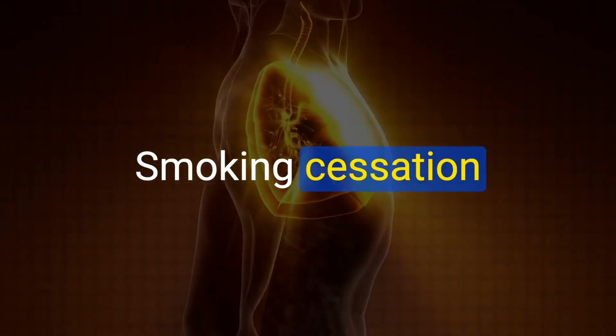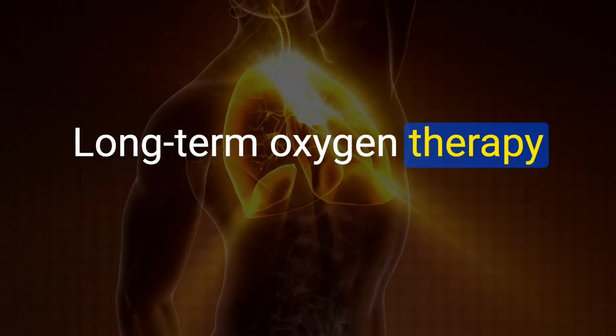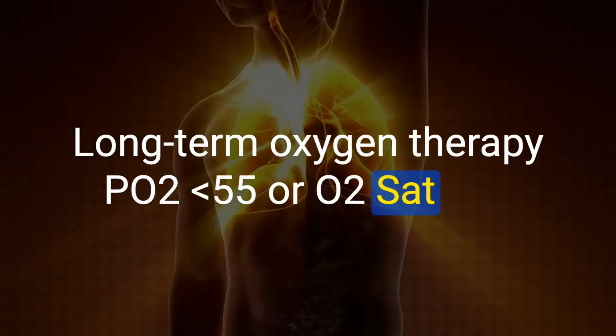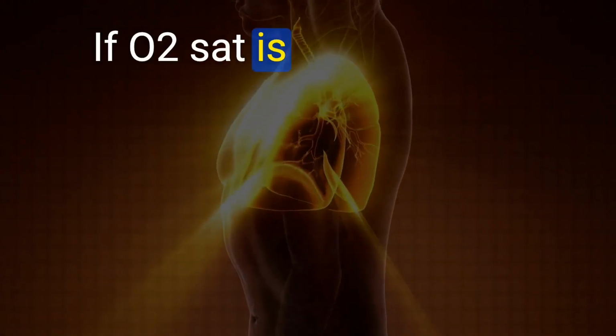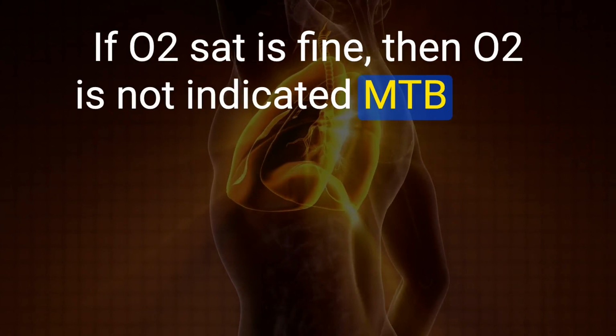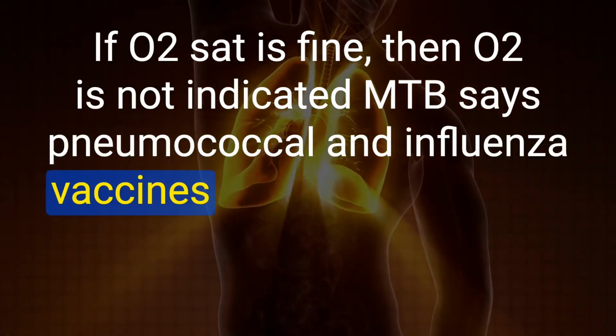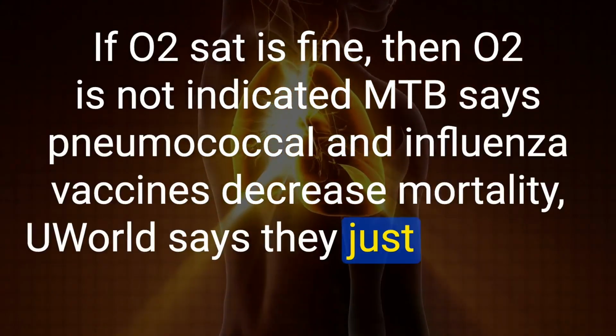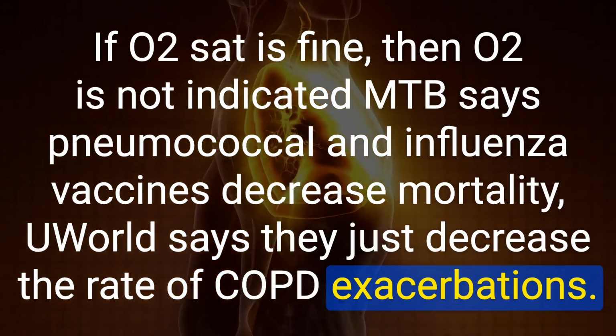74. What are the 2 interventions to improve mortality and delay progression of disease in COPD? 1. Smoking cessation. 2. Long-term oxygen therapy: PO2 less than 55 or O2 sat less than 88. If O2 sat is fine, then O2 is not indicated. MTB says pneumococcal and influenza vaccines decrease mortality. UWorld says they just decrease the rate of COPD exacerbations.